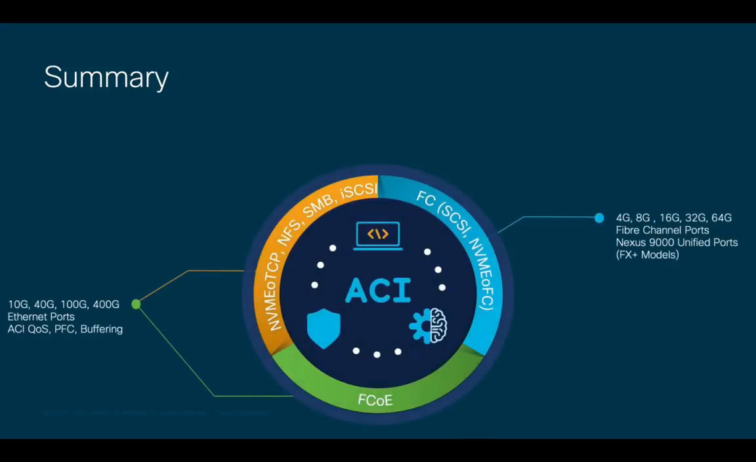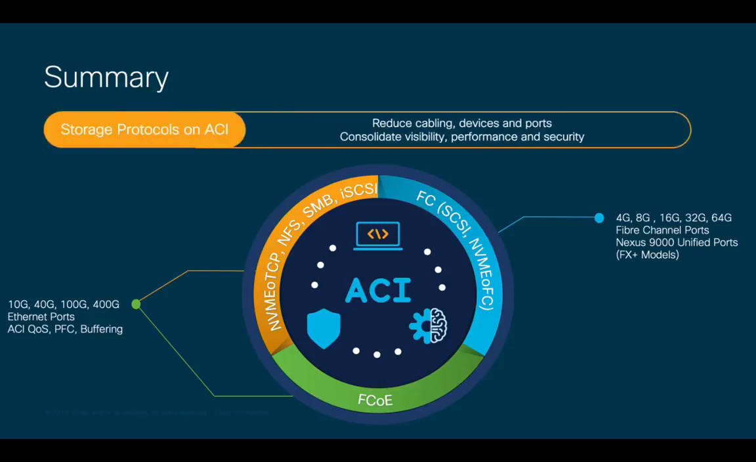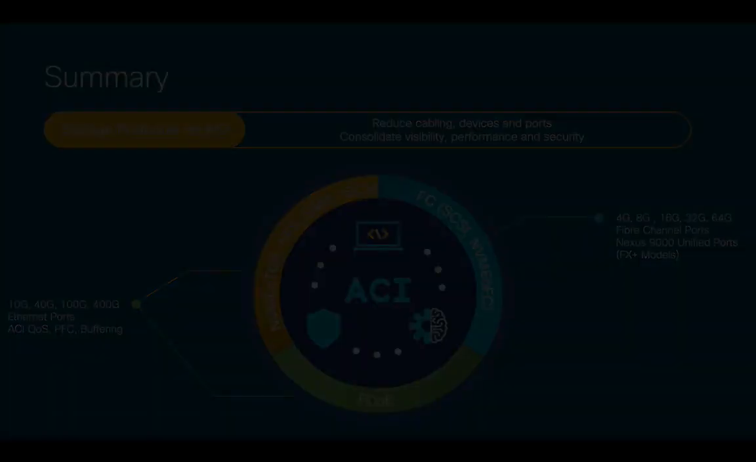As a summary, you can integrate fiber channel, FCoE, iSCSI, and many other types of storage networks directly on ACI, consolidating visibility and reducing the number of ports and devices you would otherwise need. Make sure you have the storage protocols license to run native fiber channel and FCoE, and the right switch model supporting unified ports, such as the Nexus 9000 FX series, and you should be good to go. ACI provides you with a better, simpler, and secure network, any size, anywhere, and on any cloud.